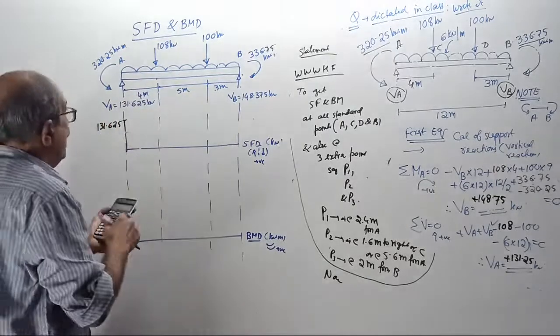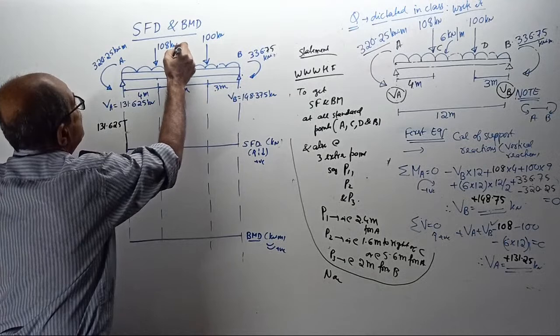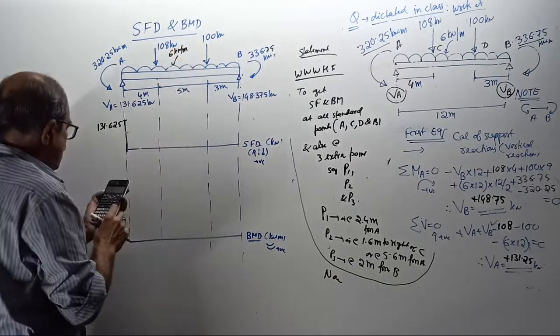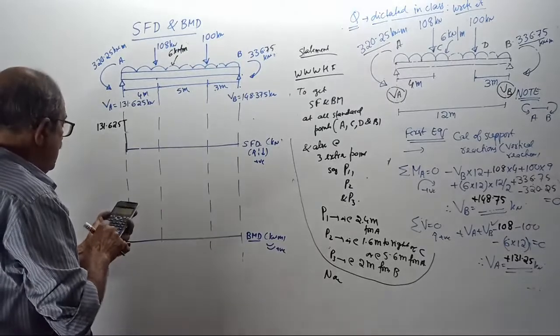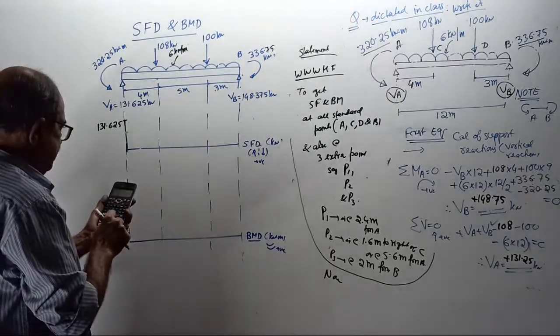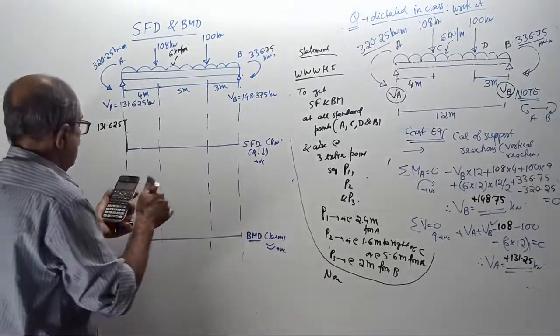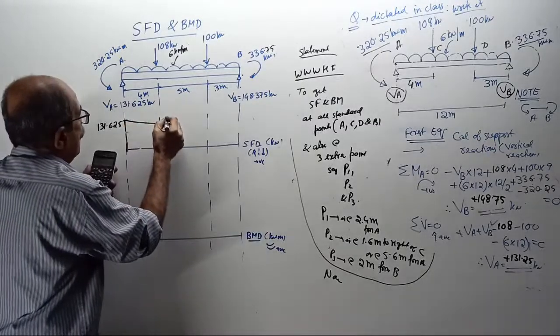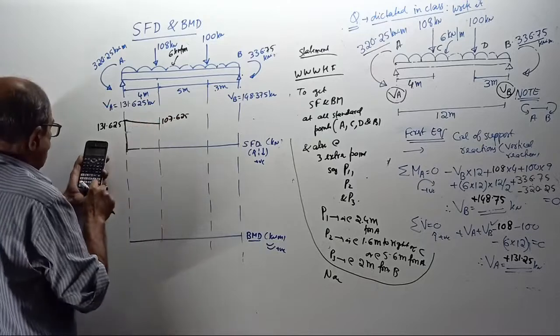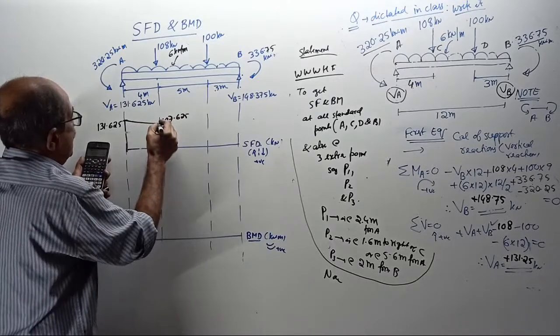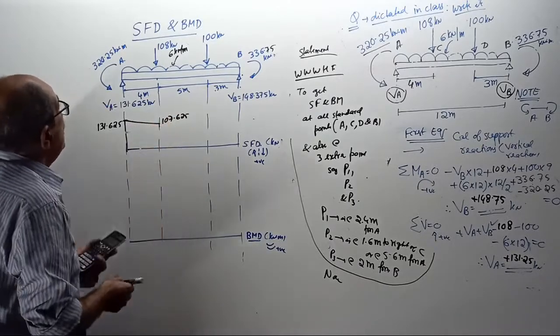131.625. Oh, this UDL is 6 kilonewton per meter. 131.625. See, minus 6 into 4, down to 107.625. Down by 108.